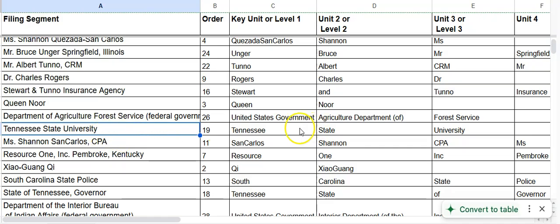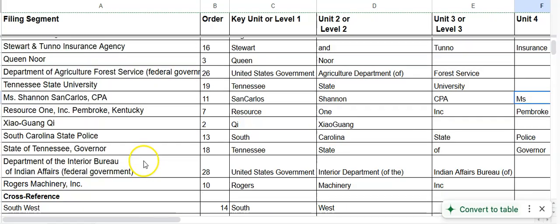For this one, it's simply Tennessee State University. It's just the name of an organization. Here's the other Shannon San Carlos. So this is Ms. Shannon San Carlos, CPA. San Carlos is her key unit, Shannon is unit 2, and then her professional suffix, and then her title.